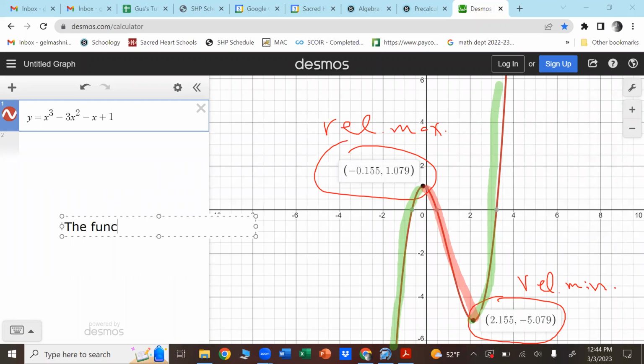The function has a relative max of 1.079 at x equals negative 0.0155. One nice thing about teaching calculus is that I can tell you what you need to do to be successful in calculus, because I've taught calculus for many years.